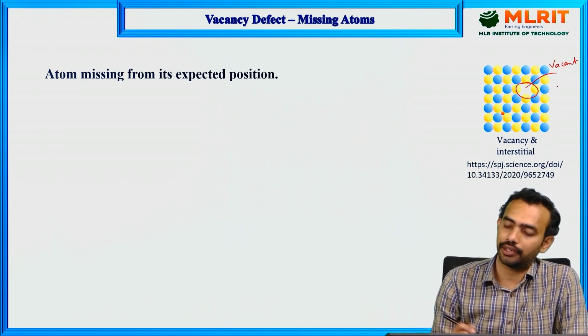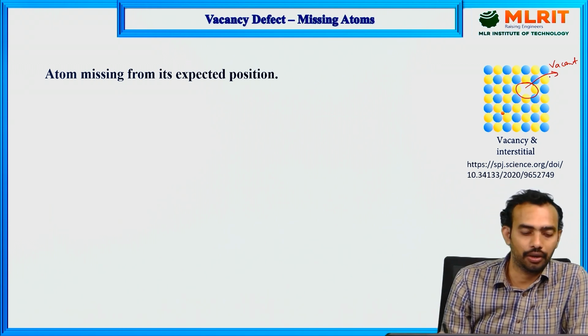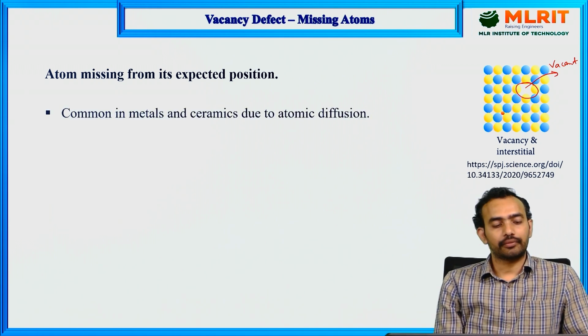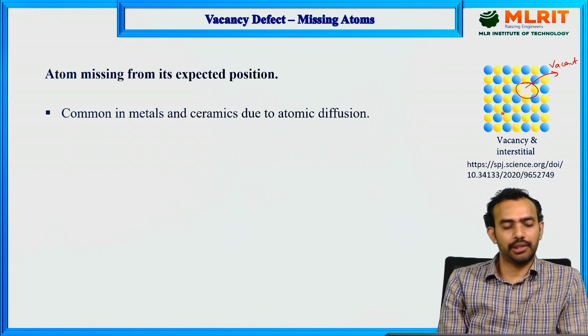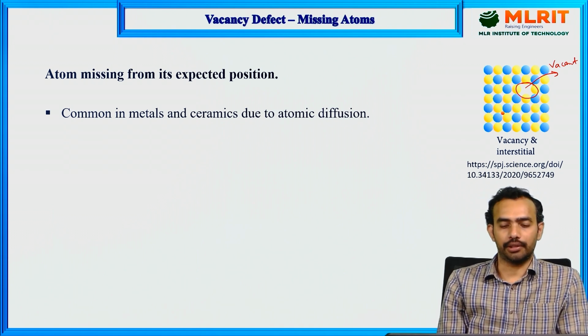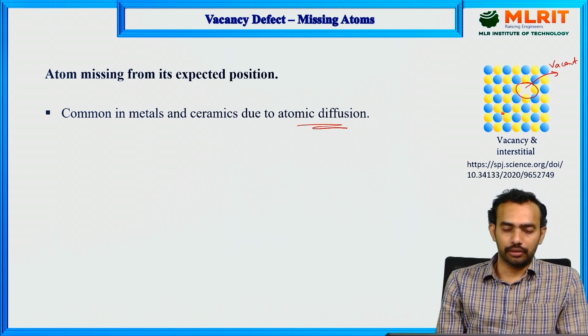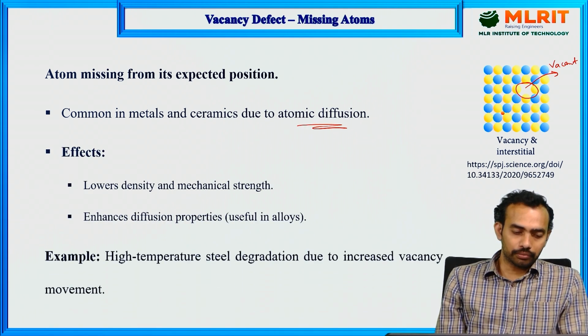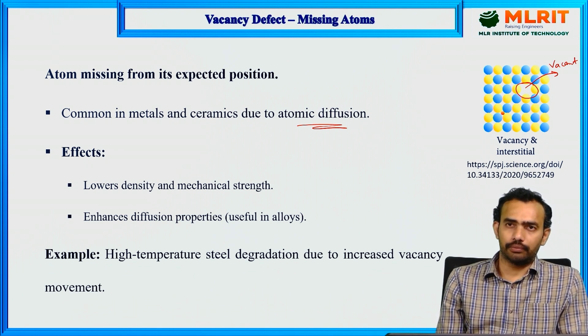So this vacant region is called a vacancy defect. Vacancy defects are common in metals and ceramics due to atomic diffusion, the movement of atoms. So what causes this? What is the effect of these vacancy defects?